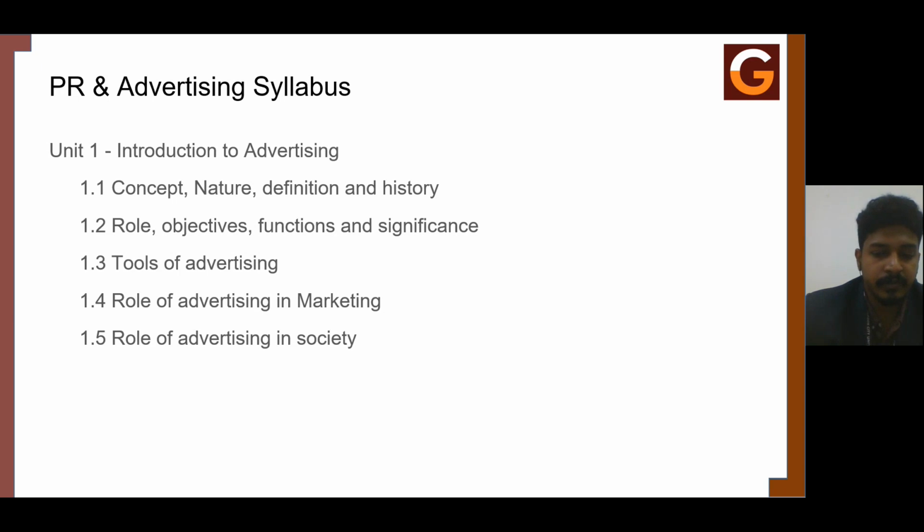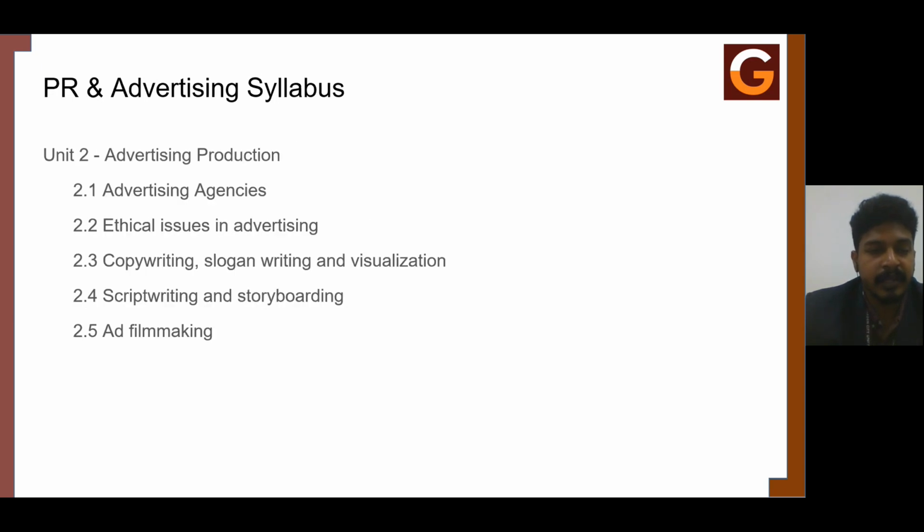The second unit is also about advertising. We'll be looking at advertising production, which is trying to understand how advertisements are made, who makes them, what all goes into making an advertisement in general. So 2.1, we will be looking at advertising agencies. These are firms or companies which actually make advertisements, what goes into them, as in who are the people who are in these agencies, what is the organizational structure, what are the different processes that go into making an advertisement in each of these organizations.